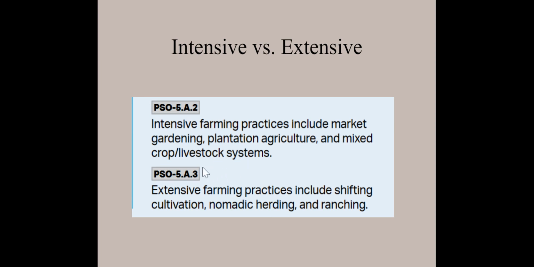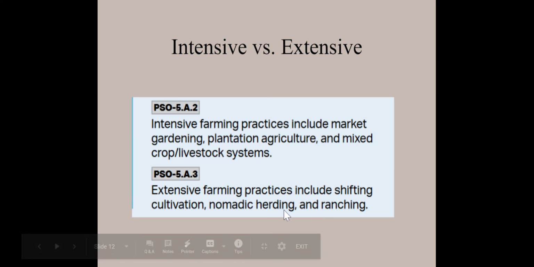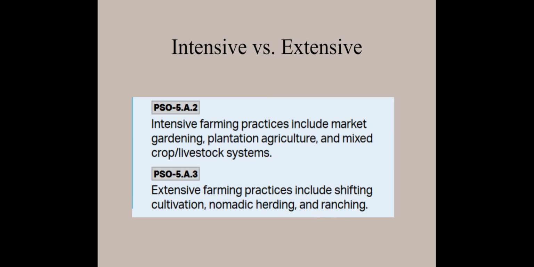And extensive farming practices, again, are things that require lots and lots of land. Last week we talked about nomadic herding, transhumance and pastoral nomadism. Those would be considered extensive farming practices. Also ranching, and one called shifting cultivation, which includes the practice of slashing and burning forests and then rotating around the land. That requires a lot of land to do.